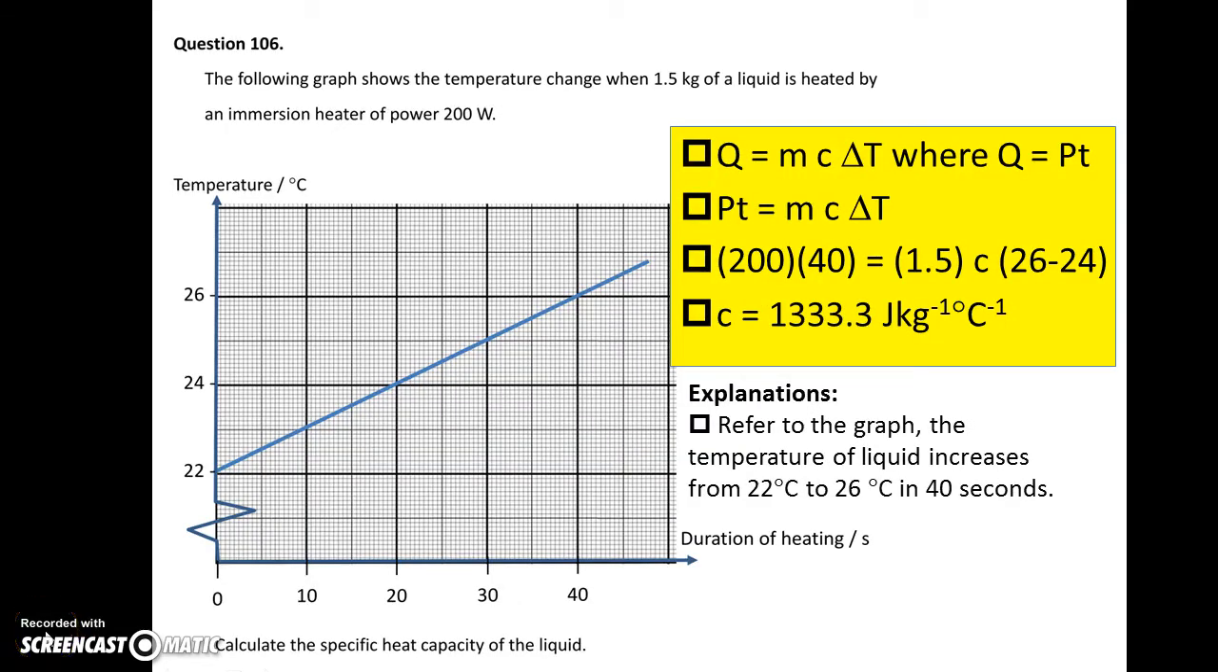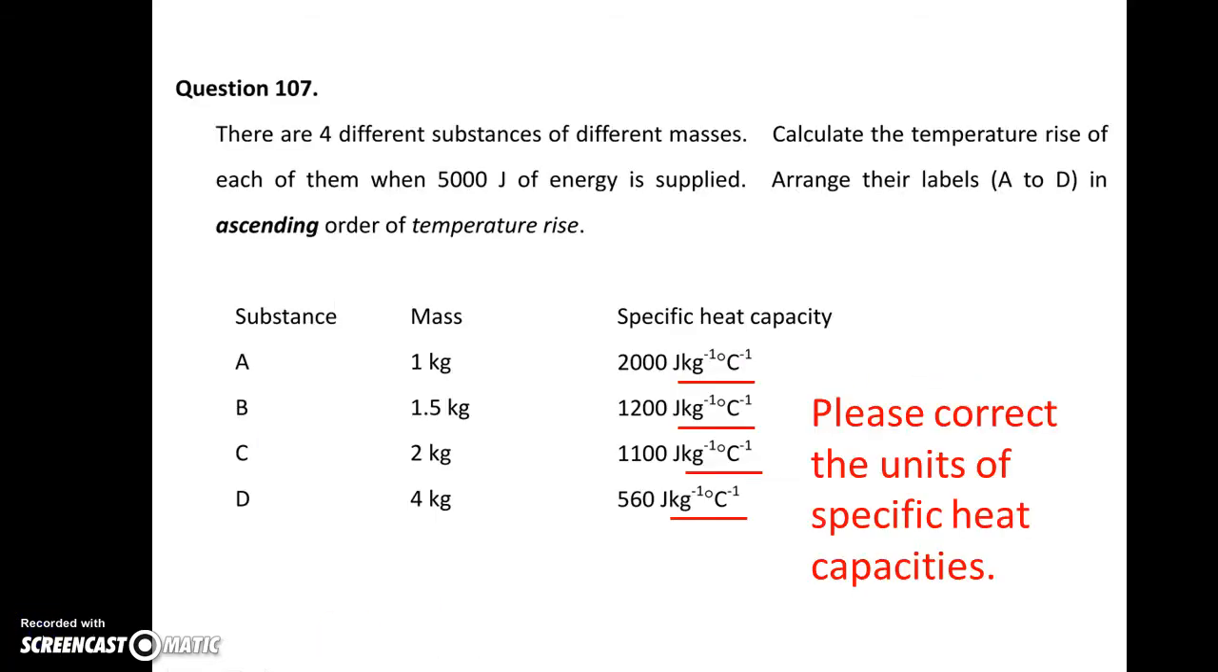Question 106. In this question, you are given a temperature time graph, and I think you may better refer to this point, which is time equals 40 seconds, and at that time the temperature is 26 degrees Celsius. In other words, the 1.5 kilogram of liquid has been heated for 40 seconds, and then its temperature is increased by 4 degrees Celsius. In this way, you may calculate its specific heat capacity. For question 107, would you please do the correction here?